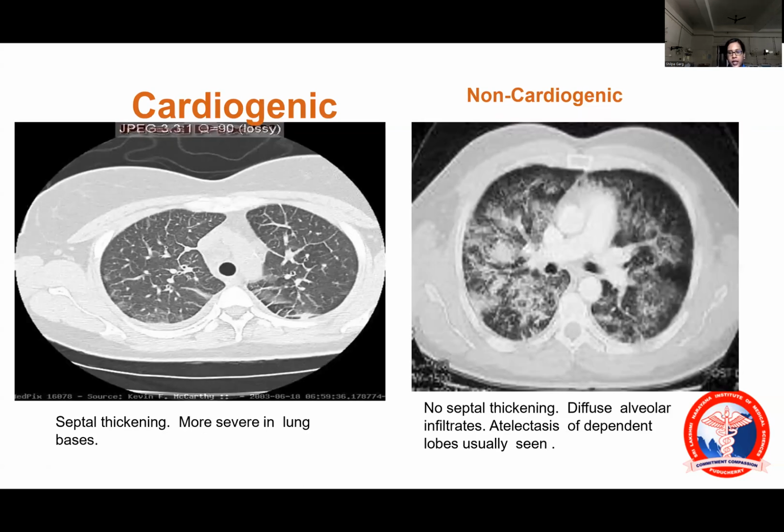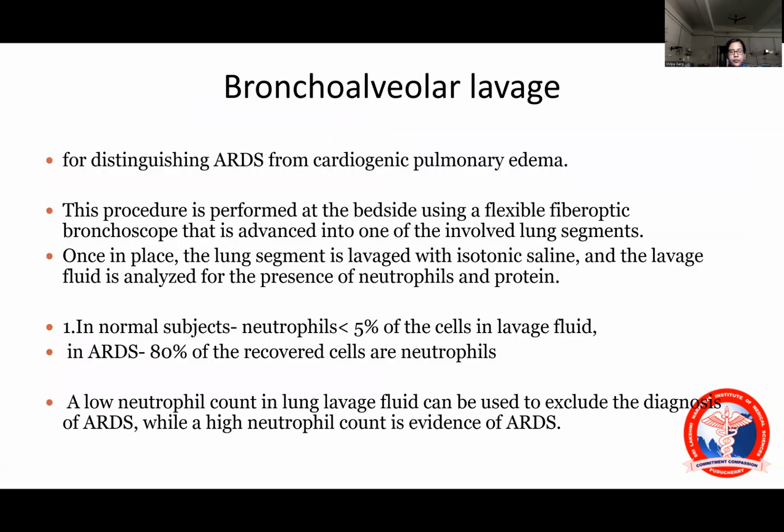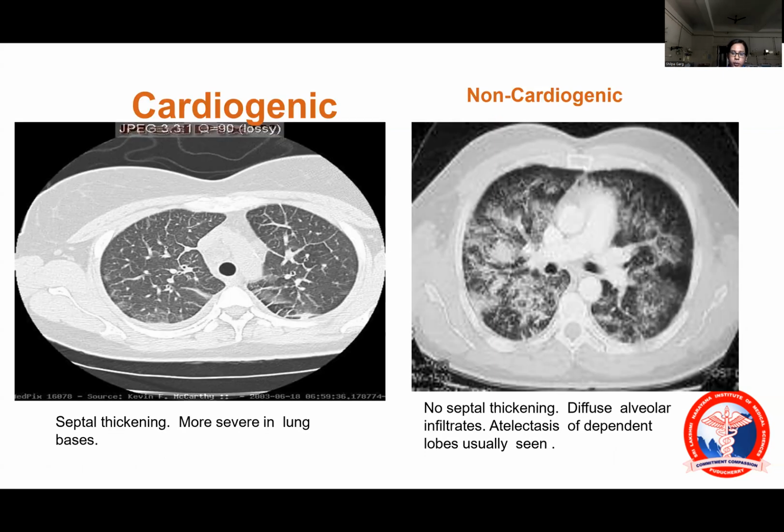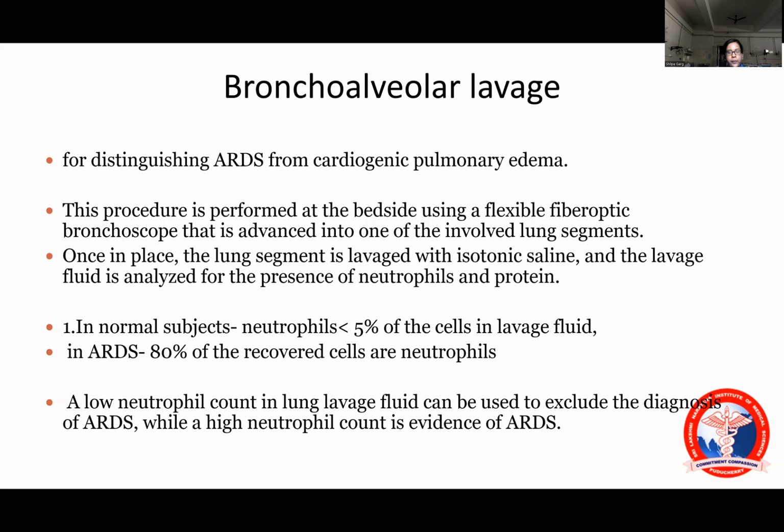Same way in CT scanning, there is no septal thickening in ARDS. Instead, there are going to be direct parenchymal infiltrates. And here, one more thing, you have to see the dorsal aspect where the atelectasis happens most. So, that is the part where atelectasis is more common.